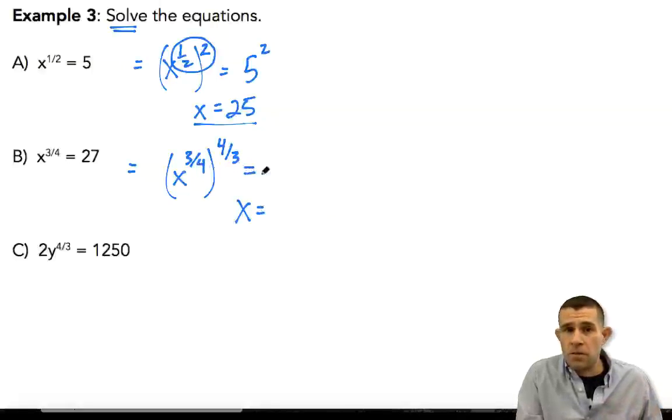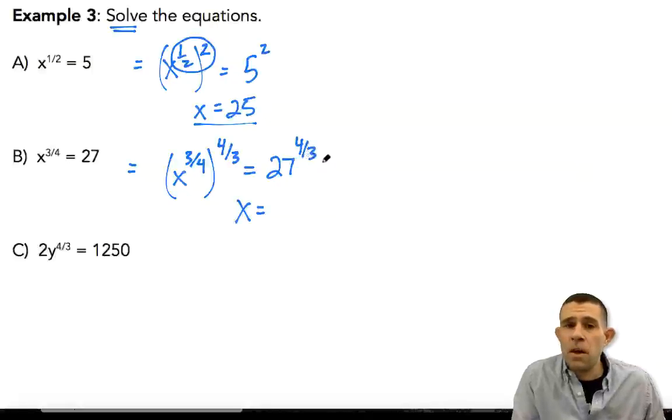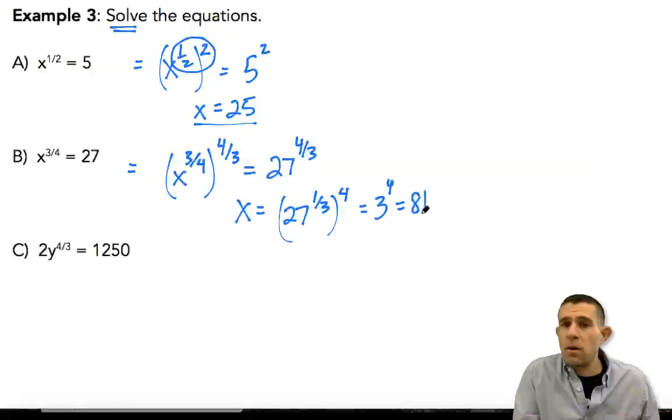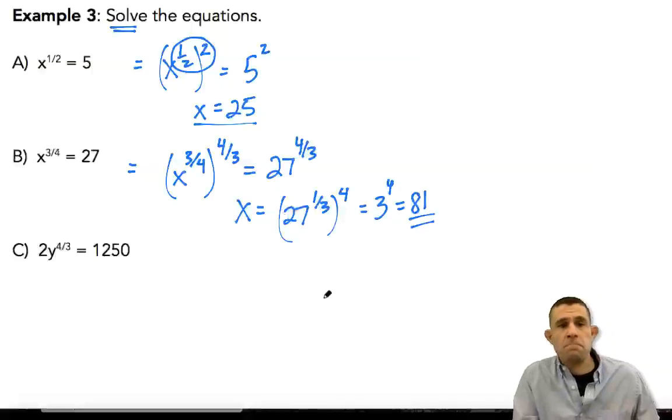Now, let's go back up to this first line here. What I do to one side, I have to also do to the other side. So I need to take 27 and raise it to the 4/3 power, which means I'm taking the cube root of 27, so that's 27 to the 1/3, and then that result to the 4th power, and the cube root of 27 is 3, so 3 to the 4th, which is 81. So x is equal to 81 for letter B.